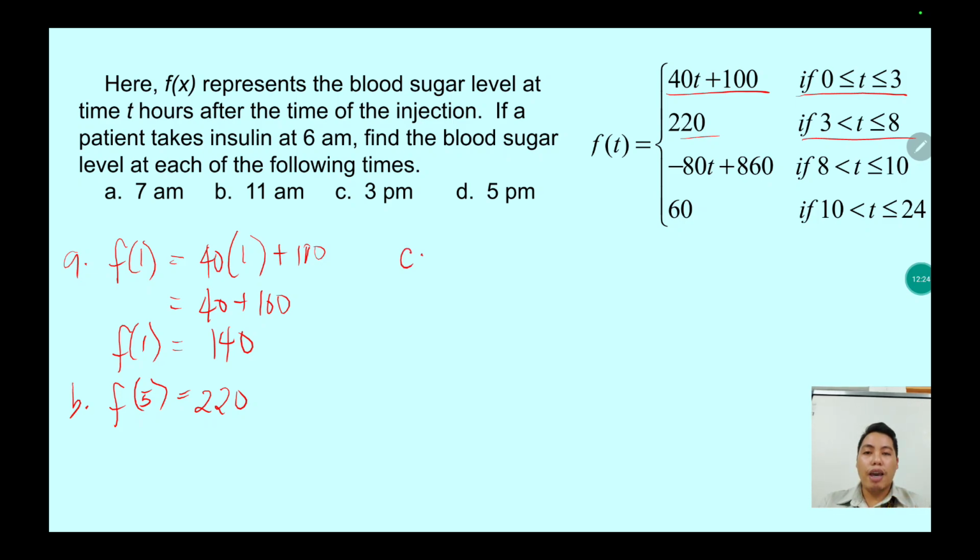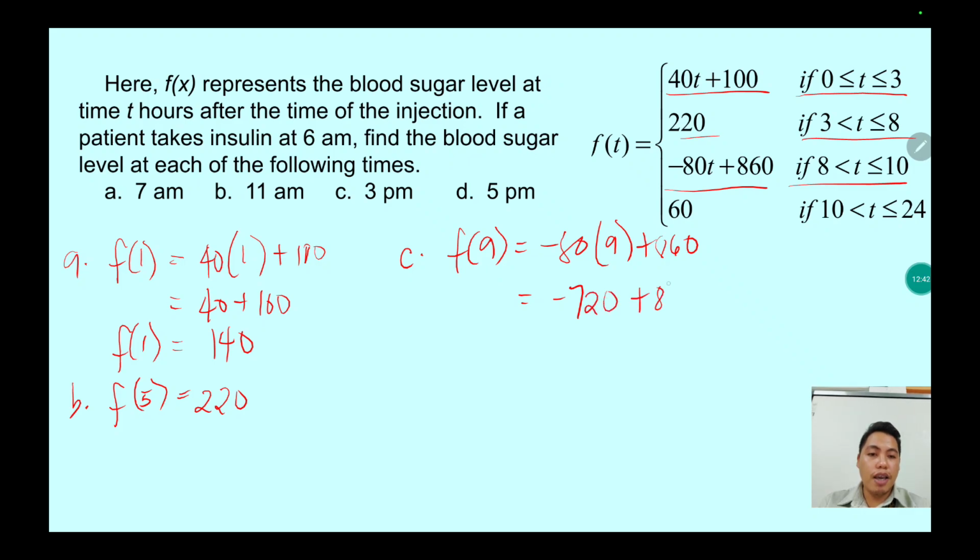Letter C, 3 p.m. From 6 a.m. to 3 p.m., that is actually 9 hours. So we solve for 9 hours, and that belongs to our third sub-function, negative 80 times 9 plus 860. So negative 720 plus 860, that's positive 140. So after 9 hours, the blood sugar level went back to 140. It's the same as at 1 hour, because that's how blood sugar works. It's fluctuating.